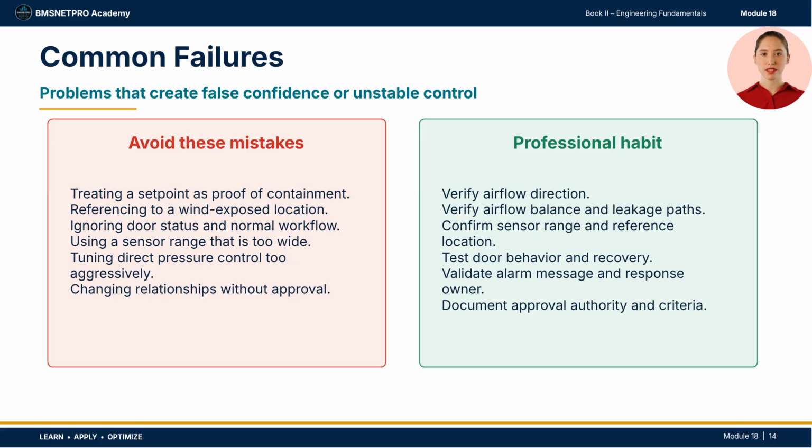Pressure control can appear simple on the screen, but many failures create false confidence. A set point does not prove containment or protection. A calibrated transmitter may be wrong if the reference location is unstable. Door status and workflow can explain short pressure excursions. A sensor range that is too wide can make the trend look stable while hiding poor resolution. Aggressive direct pressure control can hunt.